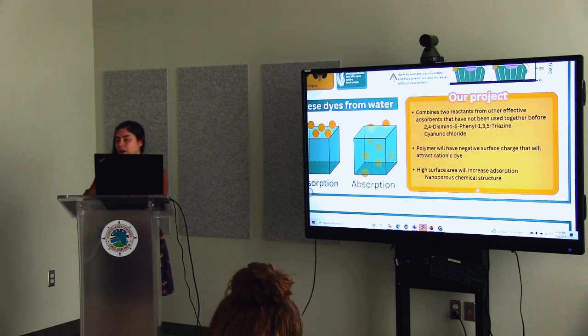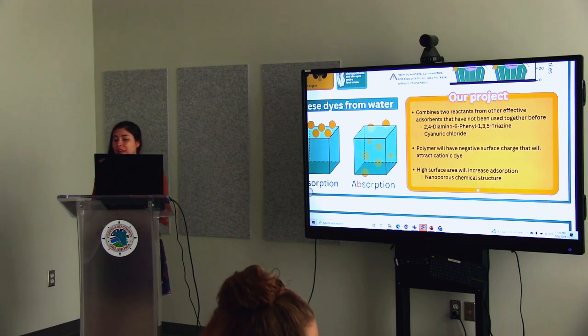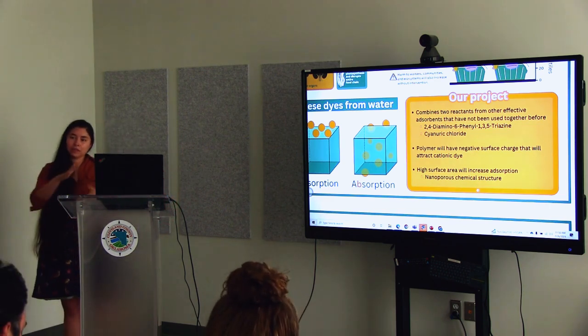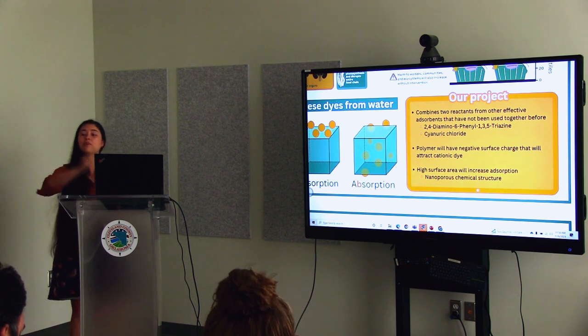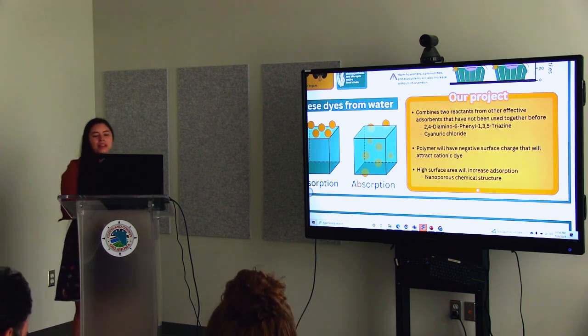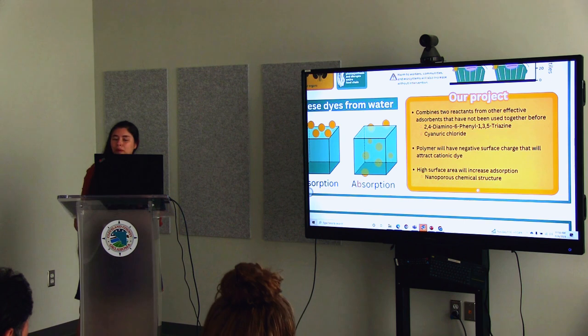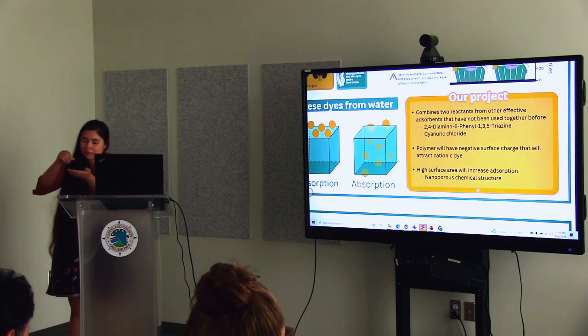And our produced polymer is going to have a high surface area. And remember, since we're talking about things sticking to the surface, the more surface we have, the better that is going to be. So it has a nanoporous chemical structure, which means there's going to be a lot of little pores for things to get stuck into.